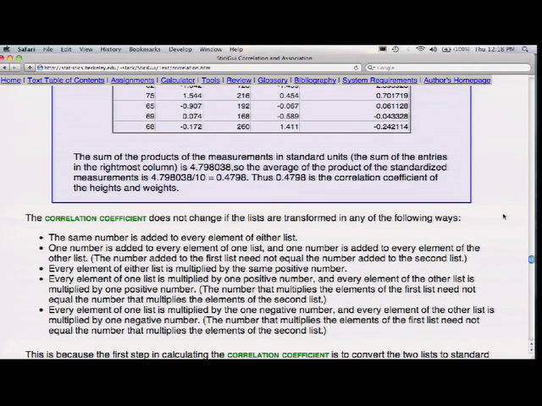Okay? And now, question is, if I take this original list and I convert it to standard units by subtracting x bar from each element and dividing the result by s, what is the mean? What are the mean and the standard deviation of the result? So let's do the mean because that'll be fairly quick and painless.